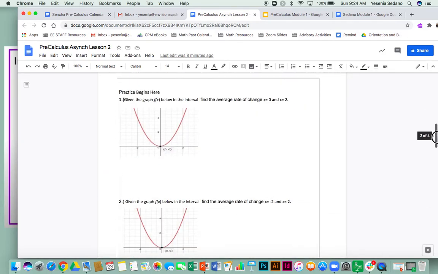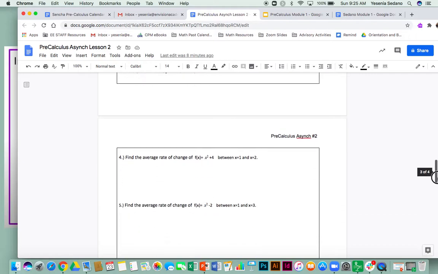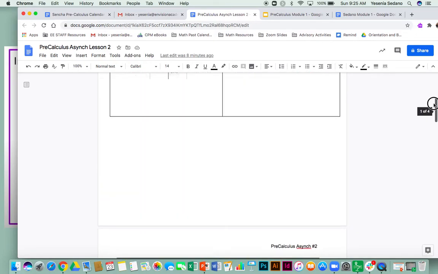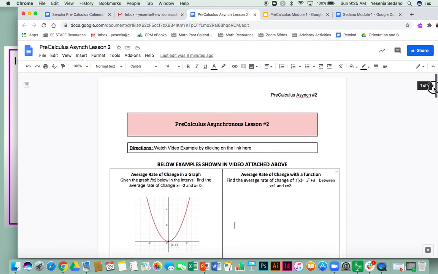practice problems. Now, you can attach your work here or you could submit the work on a separate piece of binder paper. Now make sure that your separate piece of binder paper has at least a sketch of the graph and the x values that we're looking at. So these are the types of problems you'll be doing today. There are 6, and I'll be going over 2 examples with you.